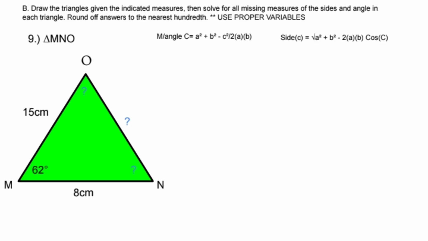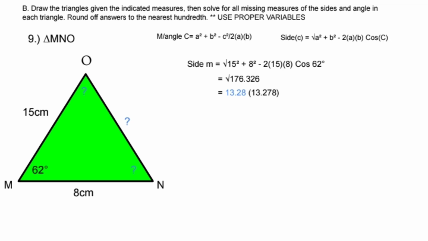Now we enter problem number 9, triangle MNO. The measure of angle M is 62 degrees, the side n is 15 centimeters, and for o, we got 8 centimeters. So what we have here is a side-angle-side triangle, commonly known as an SAS triangle. So now let's solve this.